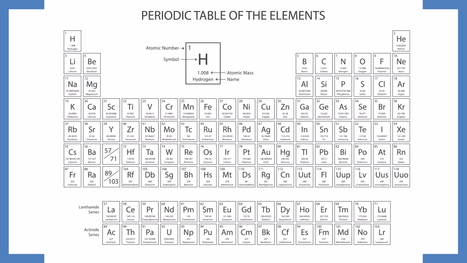This slide is just a little animation showing the trend of electronegativity. So cesium is our least electronegative atom on the periodic table, and this arrow is pointing towards fluorine. Fluorine is our most electronegative atom on the periodic table.